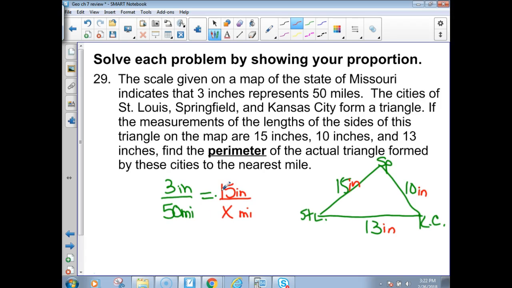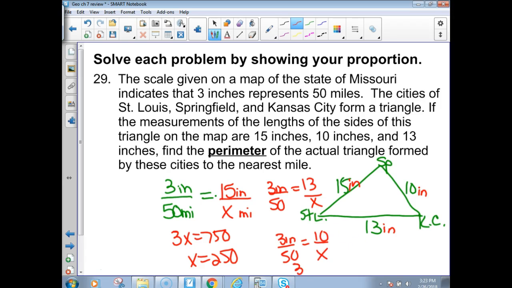So we do 50 times 15 divided by 3. That's what happens every time: cross multiply and divide. Because 3x was equal to 750, and you should have got 250. Now, that's the length of one of the sides. Then you're going to change the 15 to 10 and then to 13. So you're just doing the same thing, except I'm putting in 13 one time, and I'm doing 10 the other time.